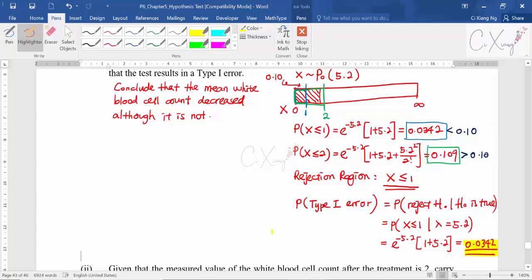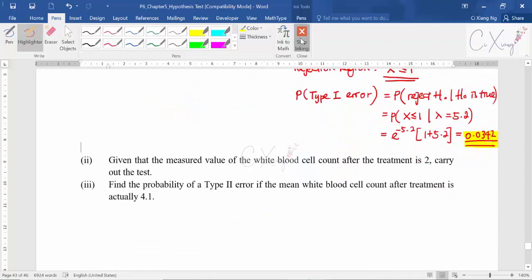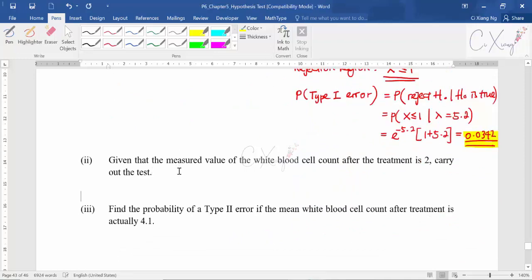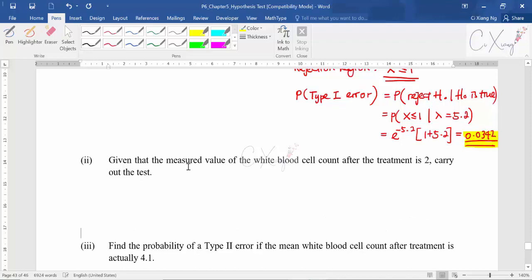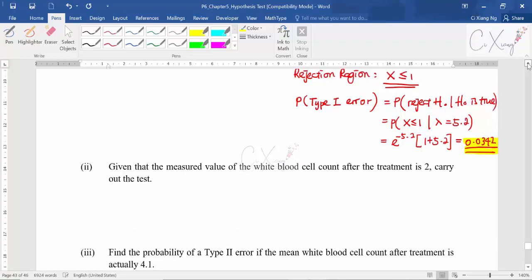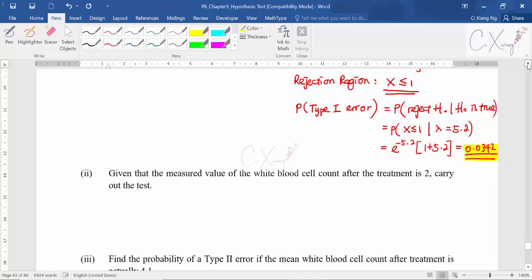So have a look at part number 2. Given that the measured value of the white blood cell count after treatment is 2, they want you to carry out the test. In the first part, you already got the rejection region, right? You know that x is smaller equals to 1. So that means when x is equals to 0 or x equals to 1, you reject the null hypothesis. For this question, they said the blood cell count after the treatment is 2. That means x is equals to 2.